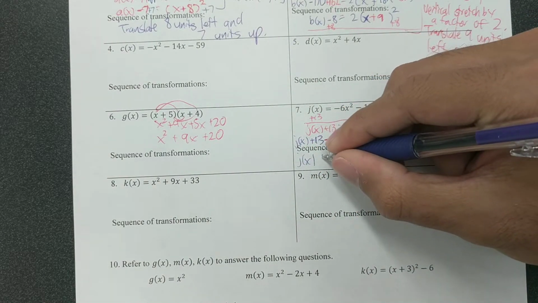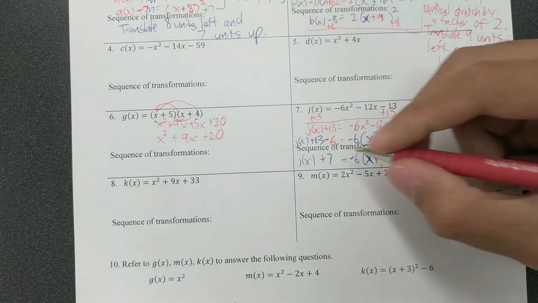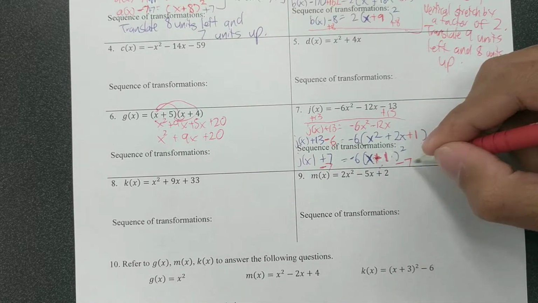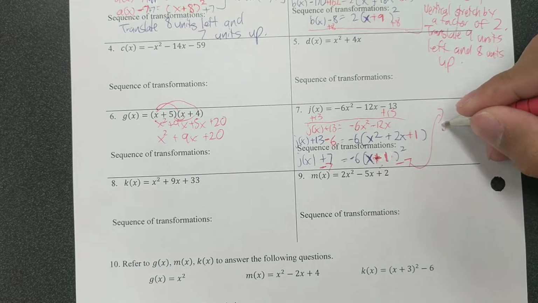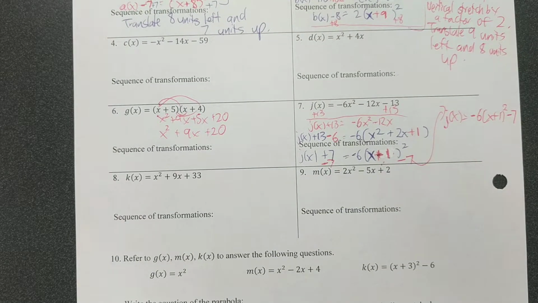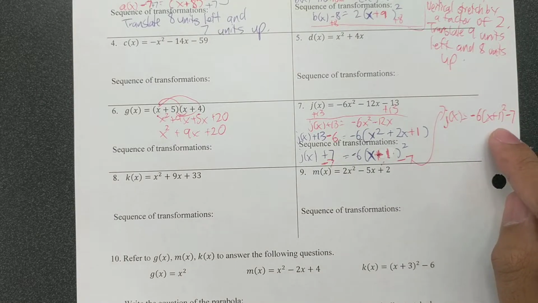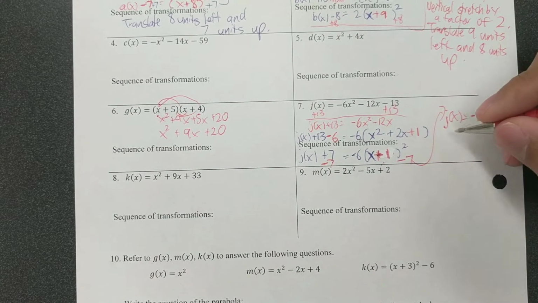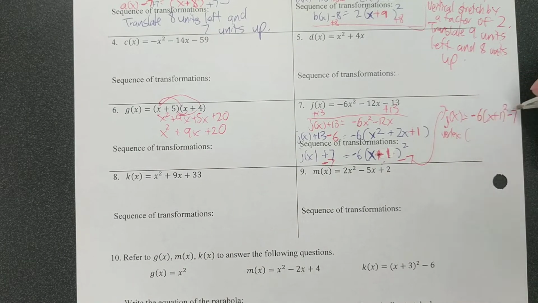So 13 minus 6 is 7. And then lastly, subtract 7 from both sides. Okay, so there is our vertex form. The vertex itself would be at negative 1, negative 7.